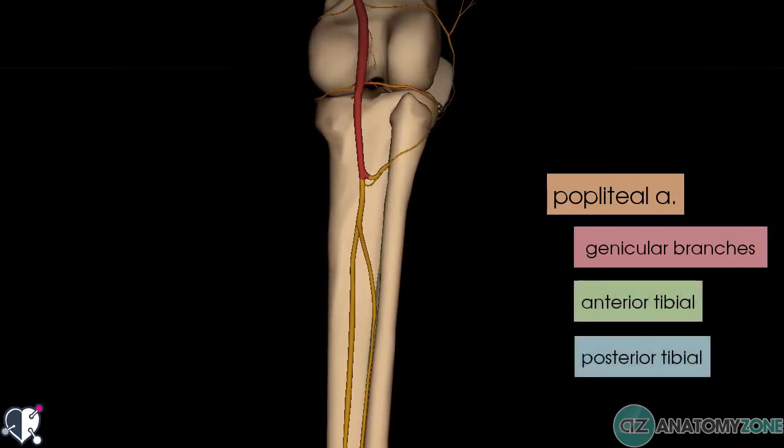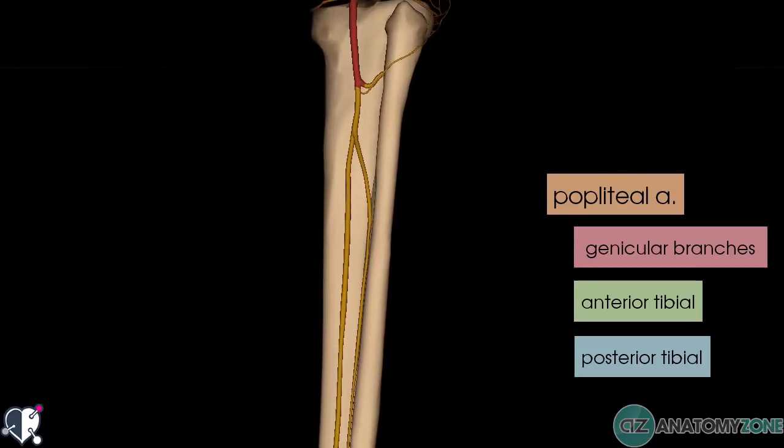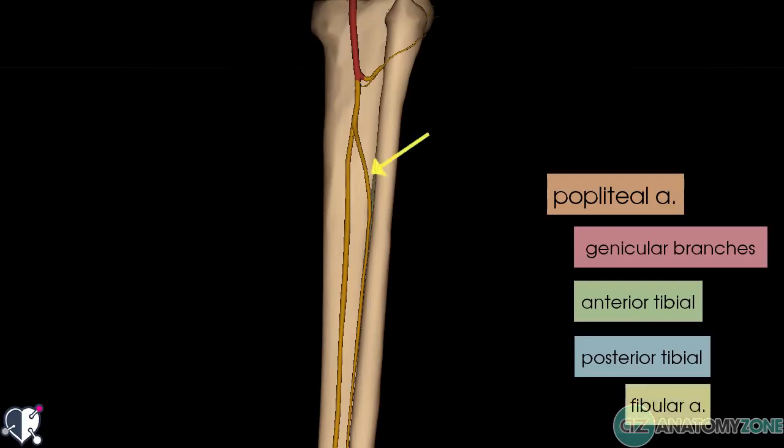So the posterior tibial artery, which you can see here, descends along the superficial surface of the deep posterior muscles of the posterior compartment, and it gives off the fibular artery, which is also referred to sometimes as the peroneal artery, and this branch supplies the lateral compartment of the leg.